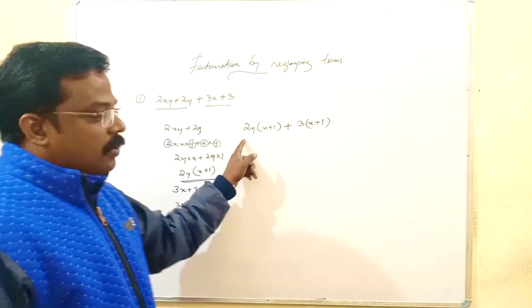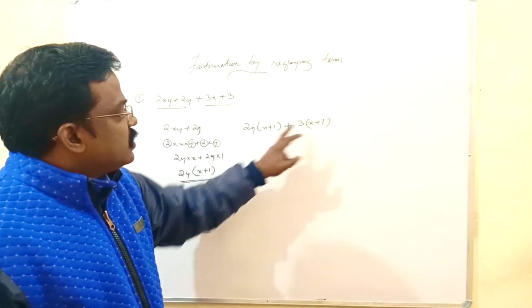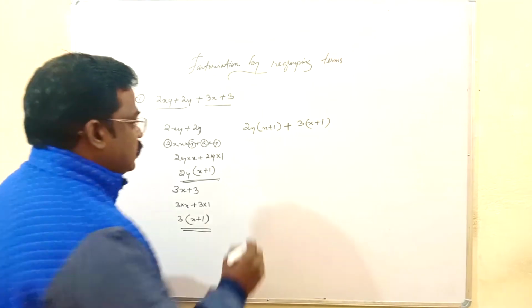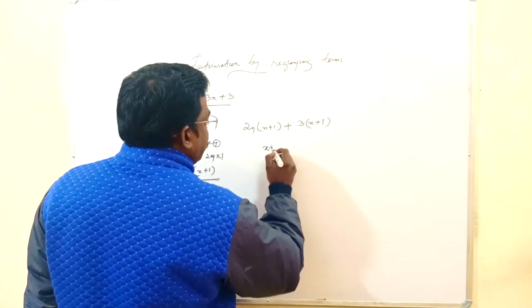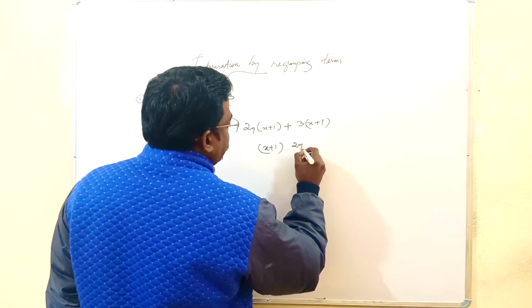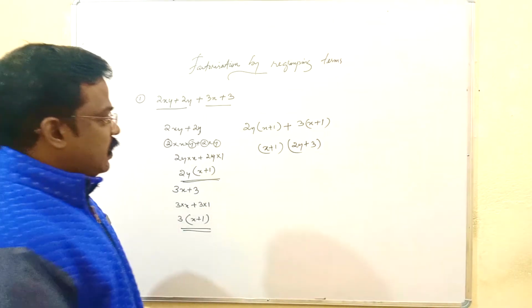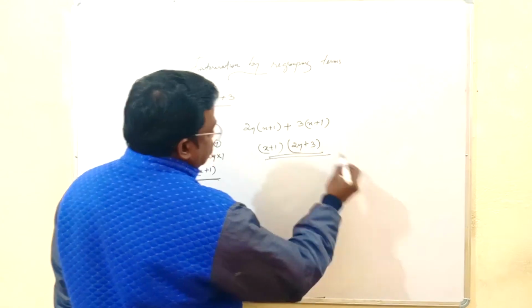Okay, so now you got 2 terms. So here x plus 1 is common. Okay, so x plus 1 is one factor and 2y plus 3 is another factor. We got these two factors of this. This is the way to factorize.